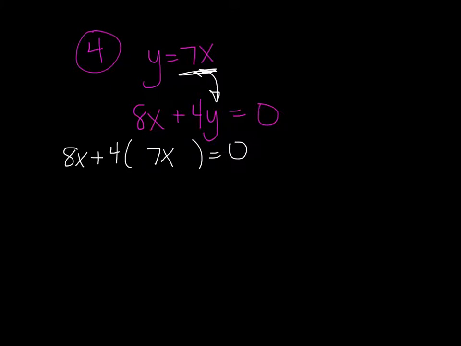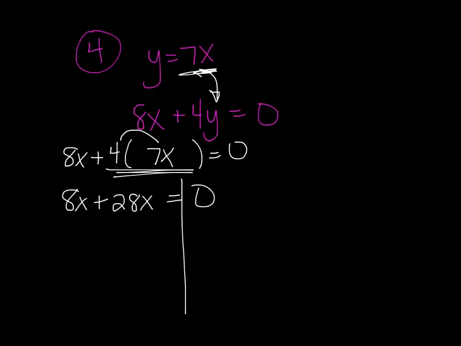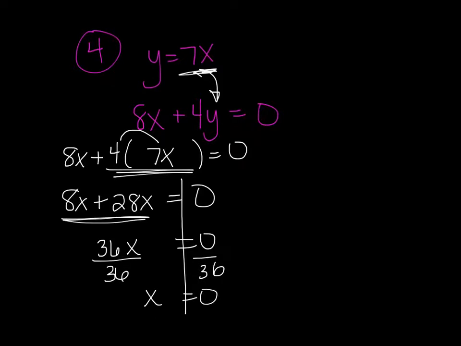So I have to go ahead and multiply these two things together. So this 8x isn't changing. Distribute that 4 to the 7x, which gives me 28x equals 0. Draw my river. I have like terms that can be combined. 8 and 28 give me 36x equals 0. And then to get x by itself, I'm going to divide by 36. So x equals 0. I have my x value.